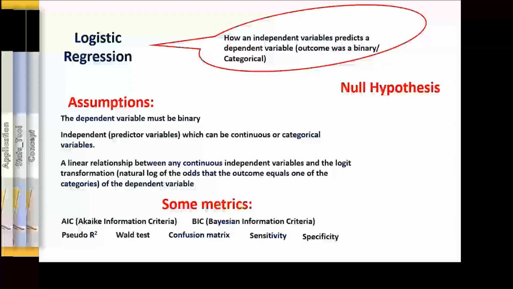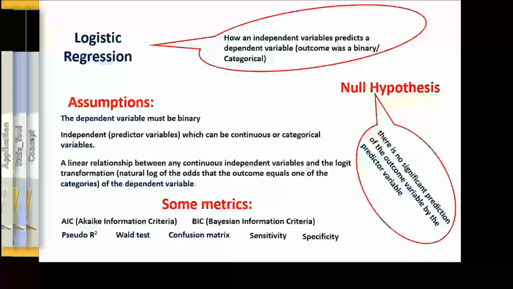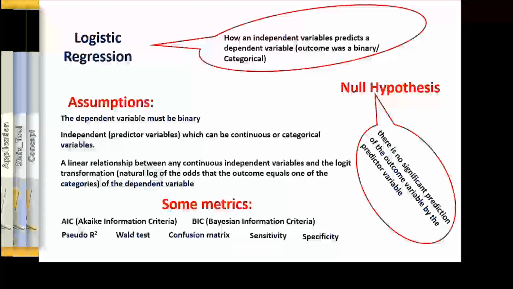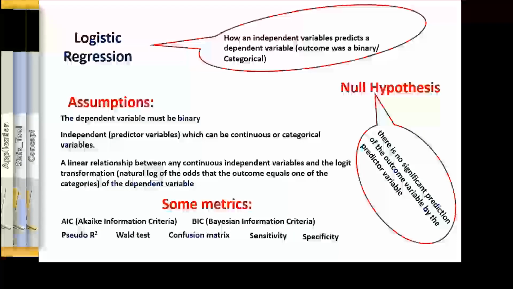Now, the null hypothesis that is tested when undertaking a logistic regression is the fact that there is no significant prediction of the outcome variable by the predictor variable. Basically, this is a summary of the logistic regression and what goes into it. Now, we want to go to the JASP platform and see how we can have a practical hands-on demonstration of this concept herein defined. Let's go to the JASP platform.